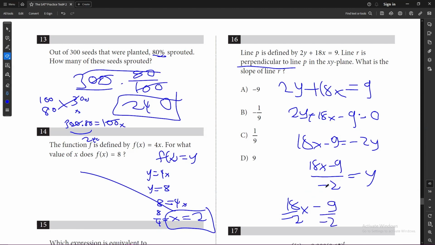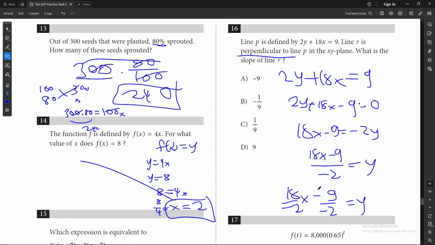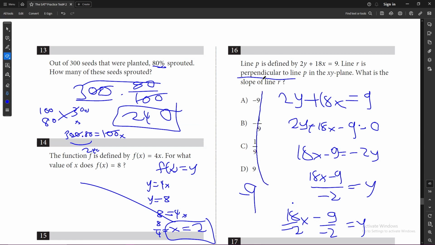We can write this like this in order to find our coefficient of x in y. We didn't make any difference in this function. We just took this -2 fraction and distributed it to both the 18x and the -9. Therefore, my coefficient, my slope, will be 18 divided by -2, which is -9. So we found our slope for the first line, P.